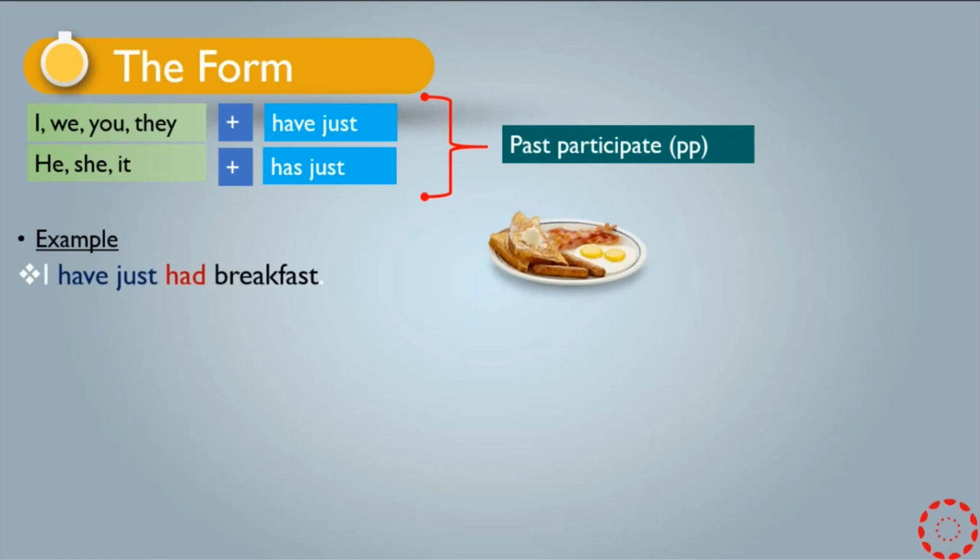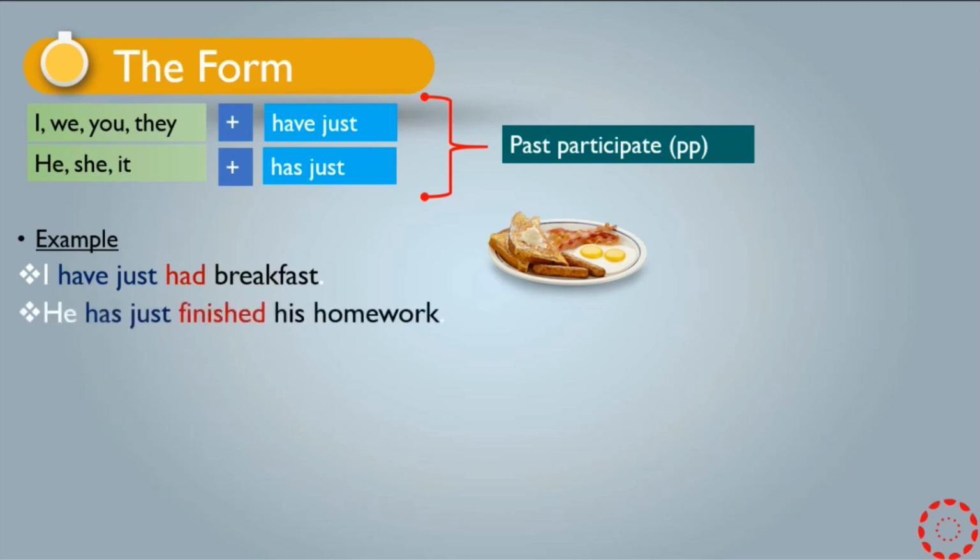As you see here, we have I at the beginning in the white color, followed by have just. Why did I use have just? Because my subject is I. After that, the red one is the verb, which is in the past participle form, which is had. I cannot say I have just have breakfast, so I have to change the verb from present to past participle, or PP.